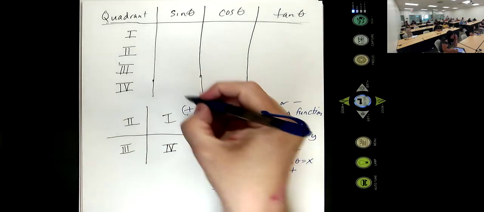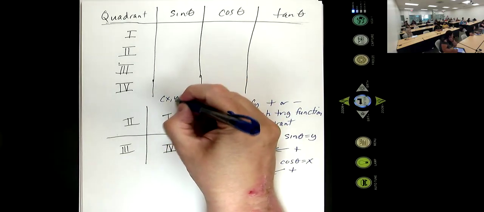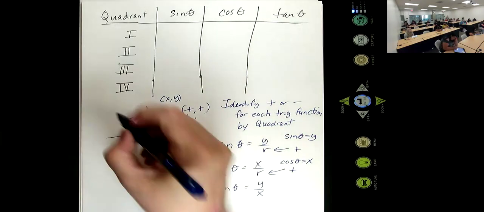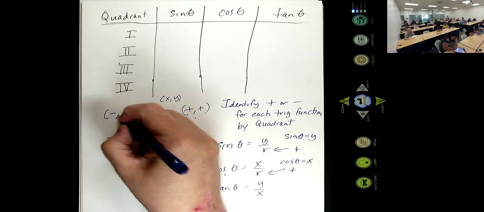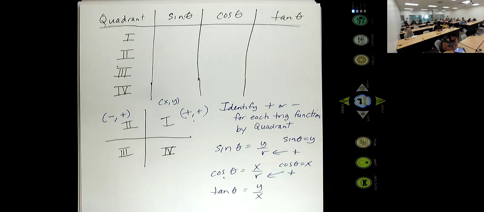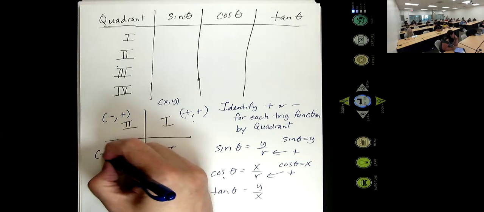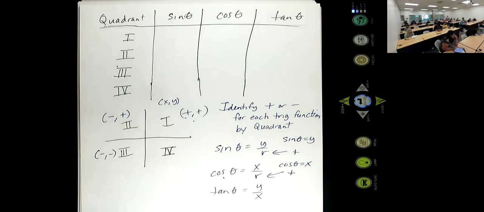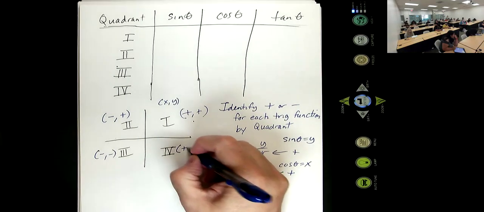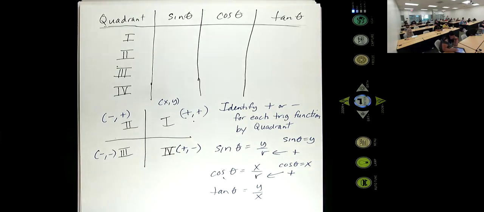So I'm gonna write this in terms of x, y here. In this quadrant, both of them are positive. In this quadrant, x is negative, but y is positive. In this quadrant, both of them are negative. And in this quadrant, x is positive and y is negative. Does that make sense?